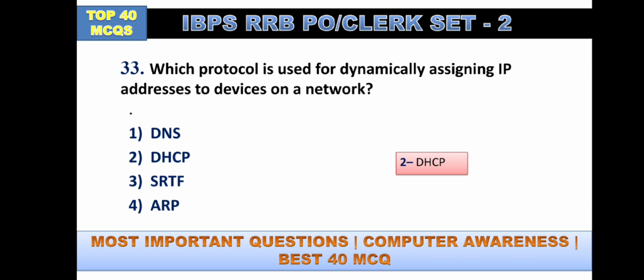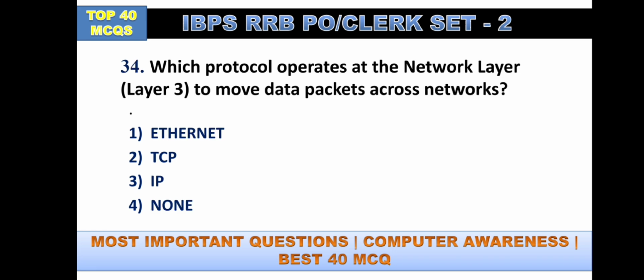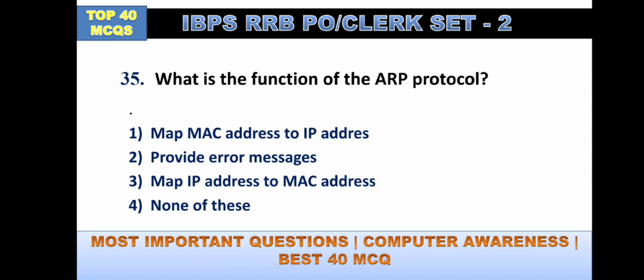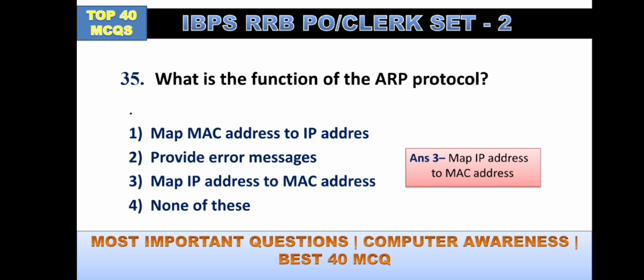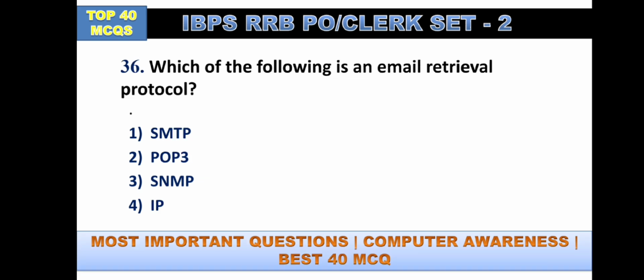Dynamic Host Configuration Protocol. Which protocol operates at the network layer to move data packets across the network? So it is done by IP. Okay, Internet Protocol. Okay. What is the function of ARP protocol? See, ARP protocol converts IP address to MAC address. Okay. So here answer is option number 3. It's for mapping IP address to MAC address. Which of the following is an email retrieval protocol? See, for email retrieval use POP3, means Post Office Protocol, and 3 means version 3. Okay, Post Office Protocol.